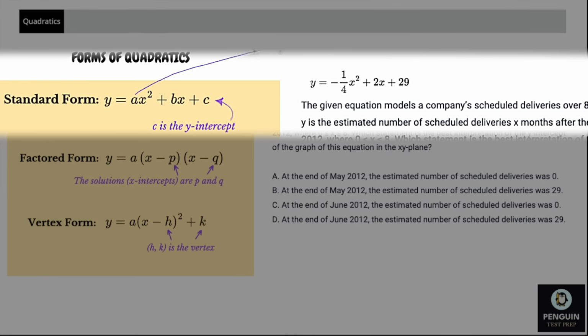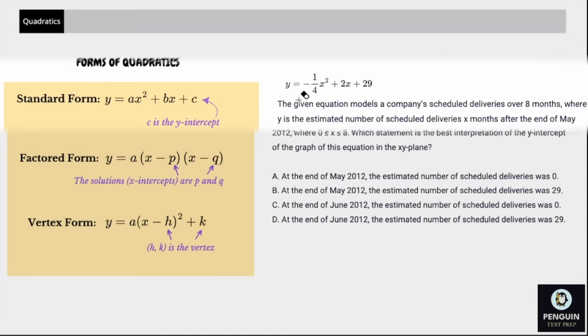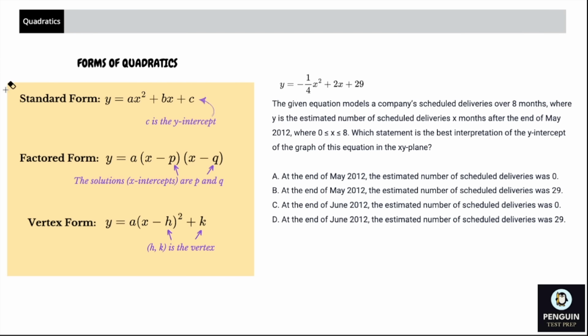You can see ax squared plus bx plus c reflected right here. And importantly, in standard form, c is the y-intercept. Now this one, they just so happen to be asking us about the y-intercept. So right off the bat, we know that we're looking for 29 in our answer. So we can get rid of a and we can get rid of c. And just like with slope-intercept form, the y-intercept in a word problem is going to be a starting point. So our starting point, according to this, was the end of May, which means choice B is our answer.